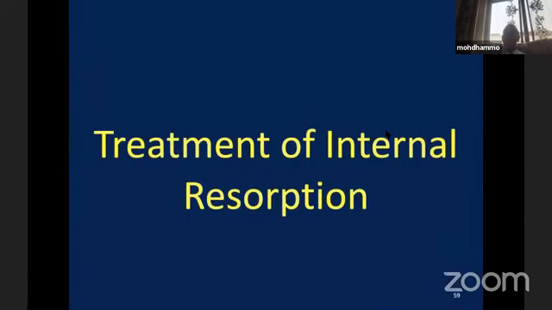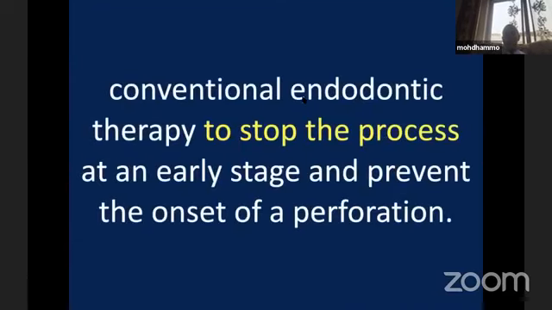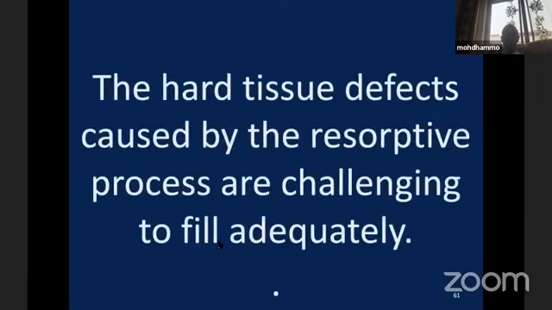What about treatment of internal resorption? Conventional endodontic therapy to stop the process at an early stage and prevent the onset of perforation. When you see internal resorption, you should intervene immediately, because we are afraid this internal resorption might progress and cause perforation. So the first step is conventional root canal treatment.